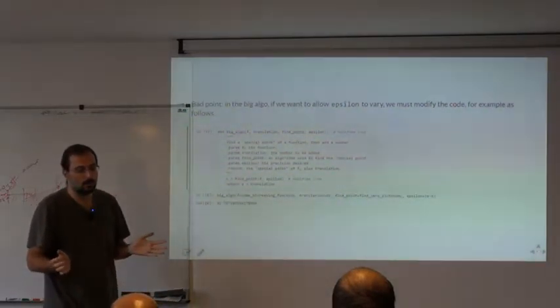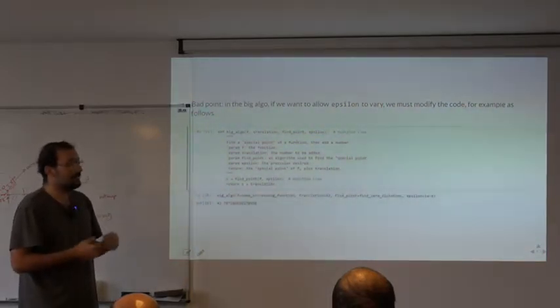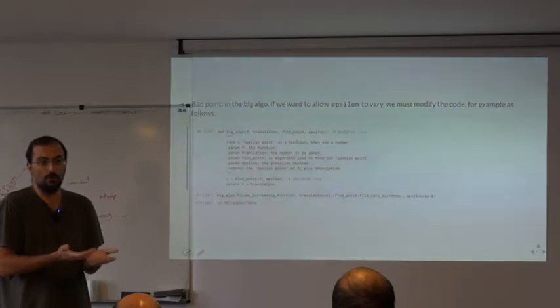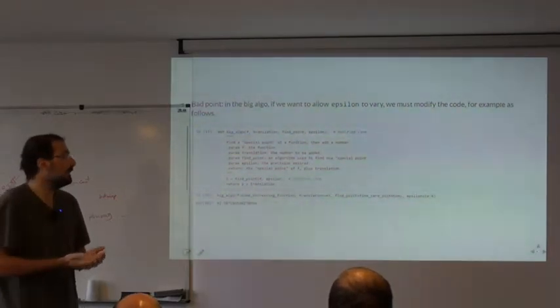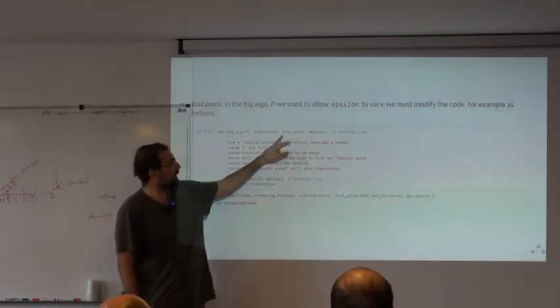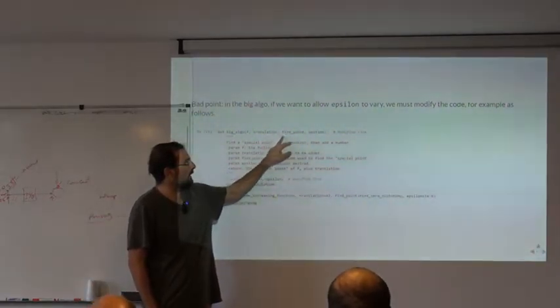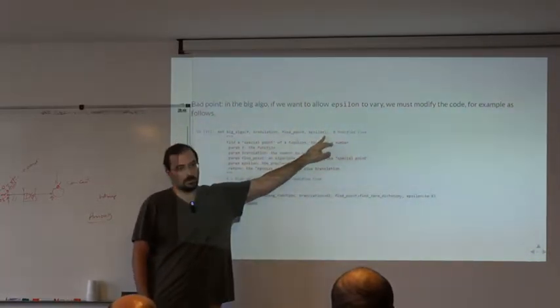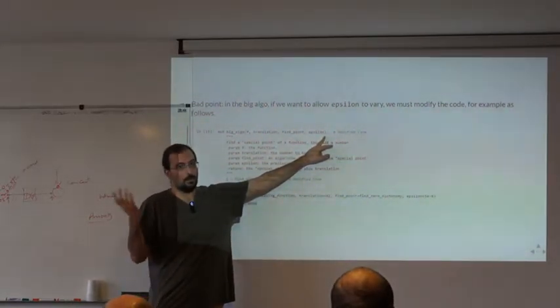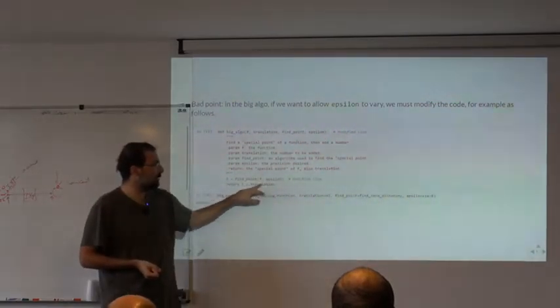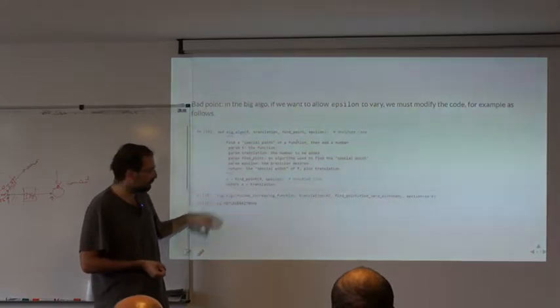But there is also a bad point. The bad point is that if I want to use this ability to vary epsilon in the big algorithm, then I will need to modify the big algorithm. So here, not only will I take the sub-algorithm in arguments, but also the value of the epsilon. So I need to modify the signature of my big algorithm. And here also I need to modify the code of my big algorithm.